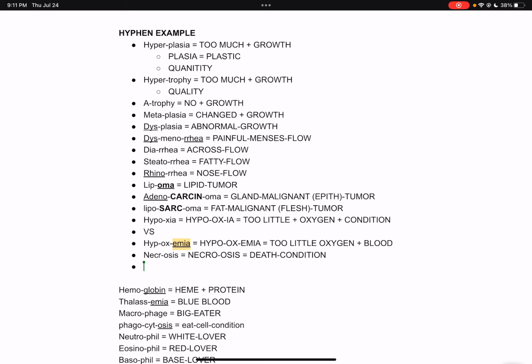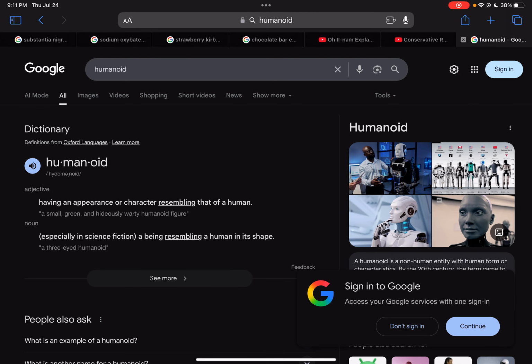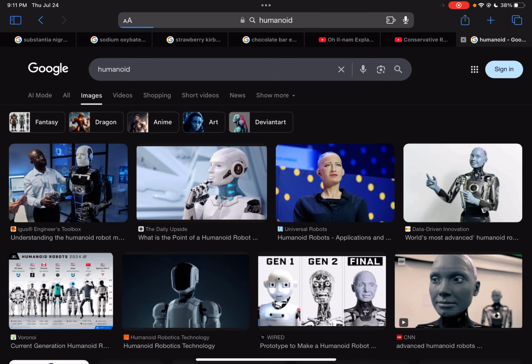Amyloid. This is maybe not the best one, but whatever. I want to show that it can be done with pretty much any term. Amyloid. Oid means like. This is actually a very important word root. Oid means it's not that thing, it's like that thing. It means it's a mimic or an imitation. For instance, humanoid means they're not human. They are something that is similar to a human, that is like a human, right? So it can be a robot having an appearance or character resembling that of a human. It can be a humanoid robot.